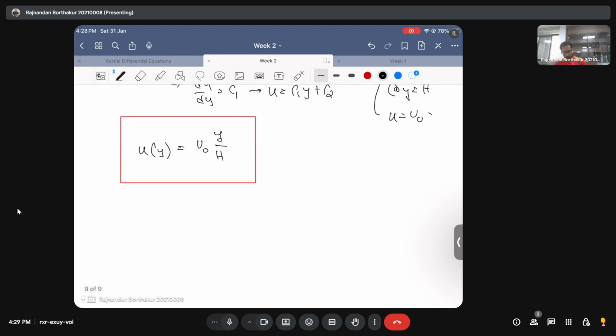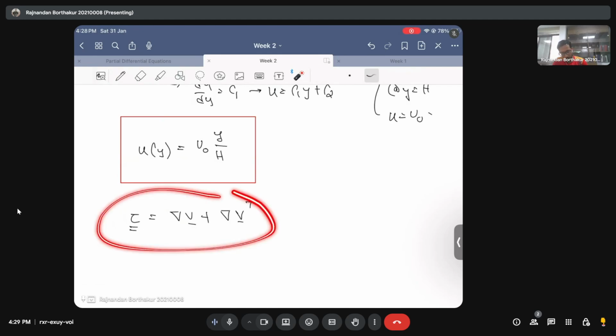So the shear stress, first of all, you need to understand that the shear stress, or sometimes it is called the deviatoric stress, is actually a tensor. And this is written as the dyadic of the velocity field plus the dyadic of the velocity field transpose. This is not a dot product, this is not a cross product, this is a dyadic product. And the dyadic of a vector will always give you a tensor. So this is how your stress would look.